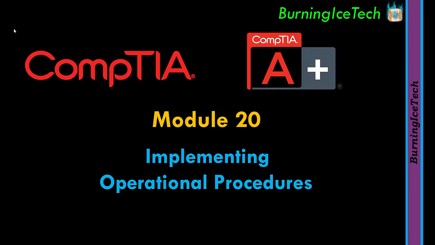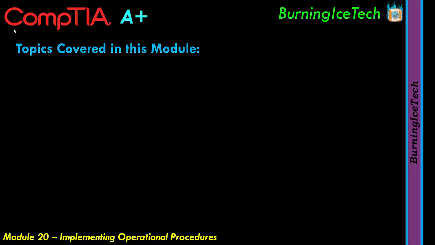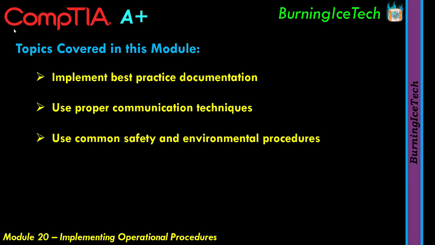Now I'm sure most of you guys know this already, this is the last module for the course. This last module is called Implementing Operational Procedures and it consists of 3 main sections. Now for the last time, what are the main sections in this specific module you ask? Well folks, that is implement best practice documentation, followed by use proper communication techniques, and then use common safety and environmental procedures. And there you have it. For the last time, those are the main sections in the last module.